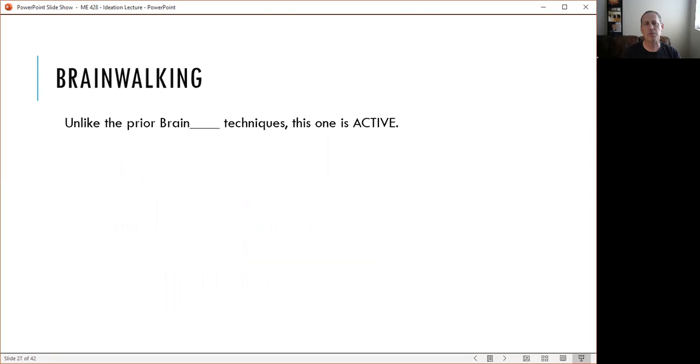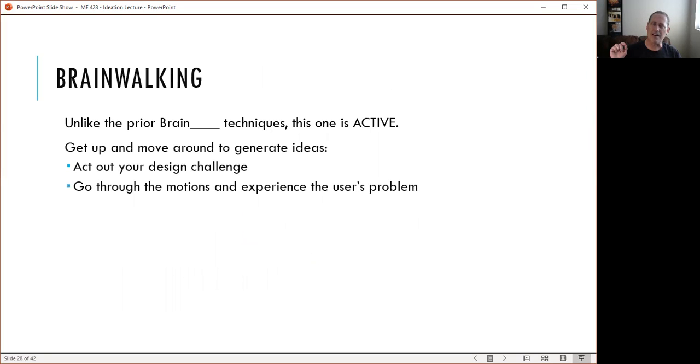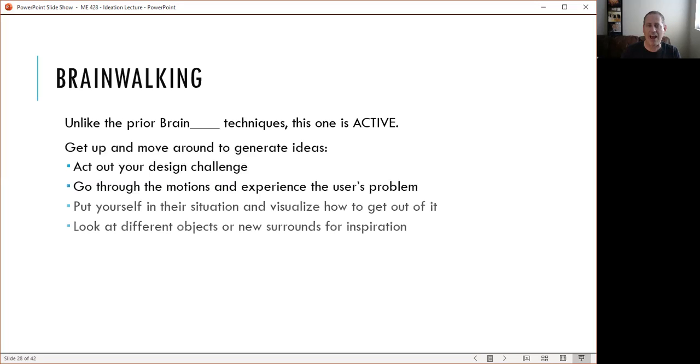Let's talk about that last one, brain walking. Brain walking is kind of a fun one. This one is active. The other ones are kind of standing or sitting and writing, but brain walking is about seeing things and moving around to generate ideas. If you can, act out the design challenge. Pretend. If you can get into the space where the user is experiencing their design challenge, that's even better. You can see all the things that they're interacting with. Walk through the motions and write down any ideas you have as you're going through them. Picture yourself in that situation and visualize how you're going to get out of it.